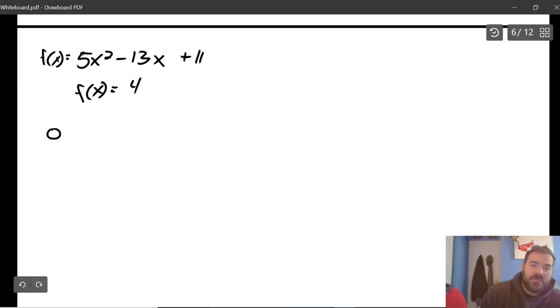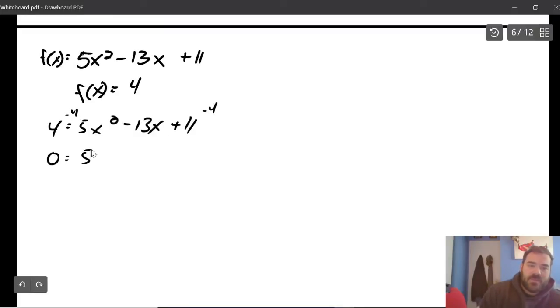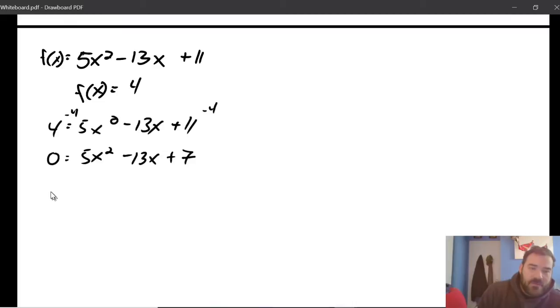that's going to give me 4 is equal to 5x squared minus 13x plus 11, and I'm going to subtract 4 from both sides. So I'm going to get 0 is equal to 5x squared minus 13x, and it's going to give me plus 7. And this isn't factorable, so let's work on using our quadratic formula.